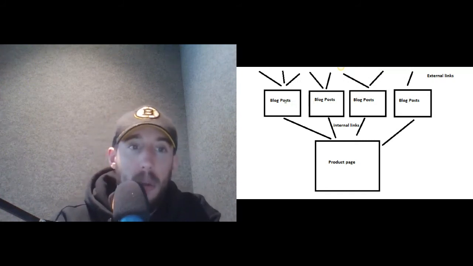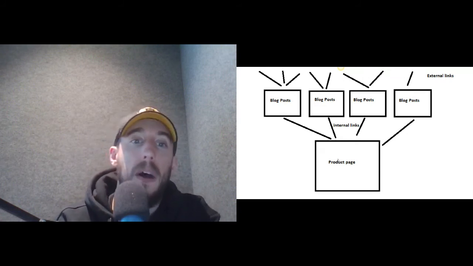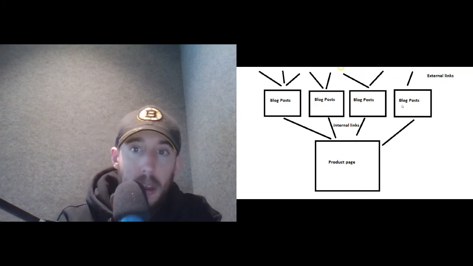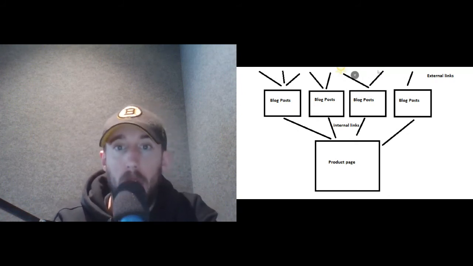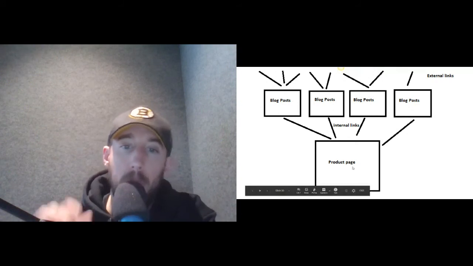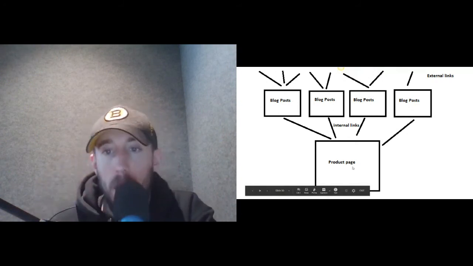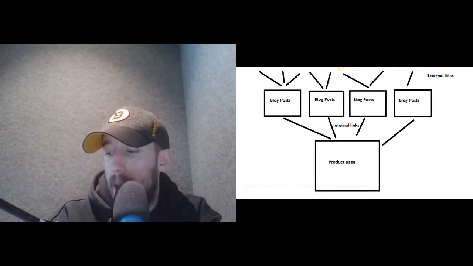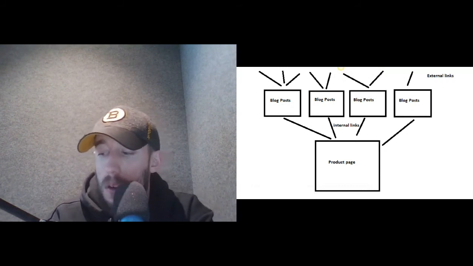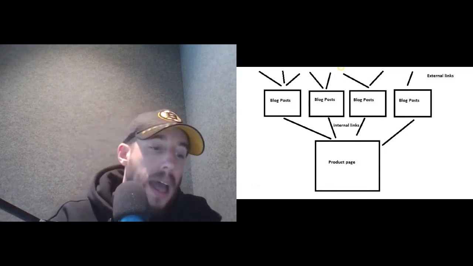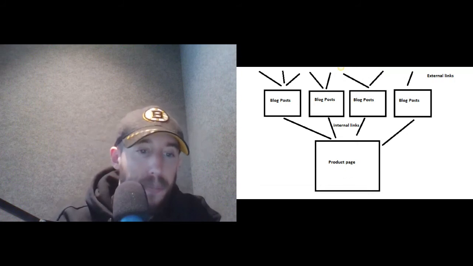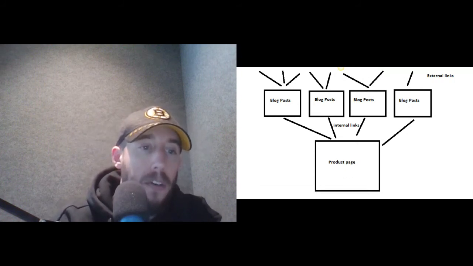But what you can then do is, within those pieces of content, link internally to your product page. So all of these links pointing to these blog posts and these internal links pointing to the main product page can drive all of this authority down to this page and push it in the rankings, because Google will look at the links pointing to a page regardless of whether they're external or internal.